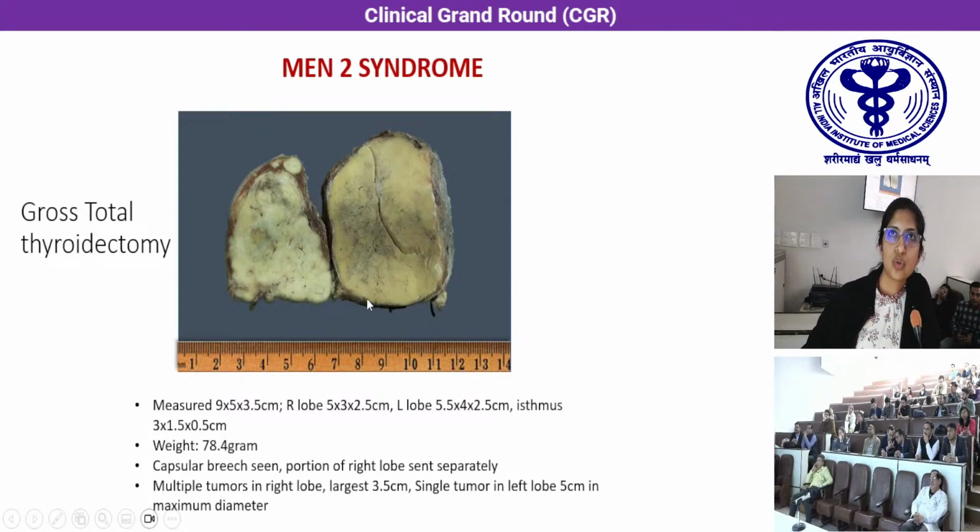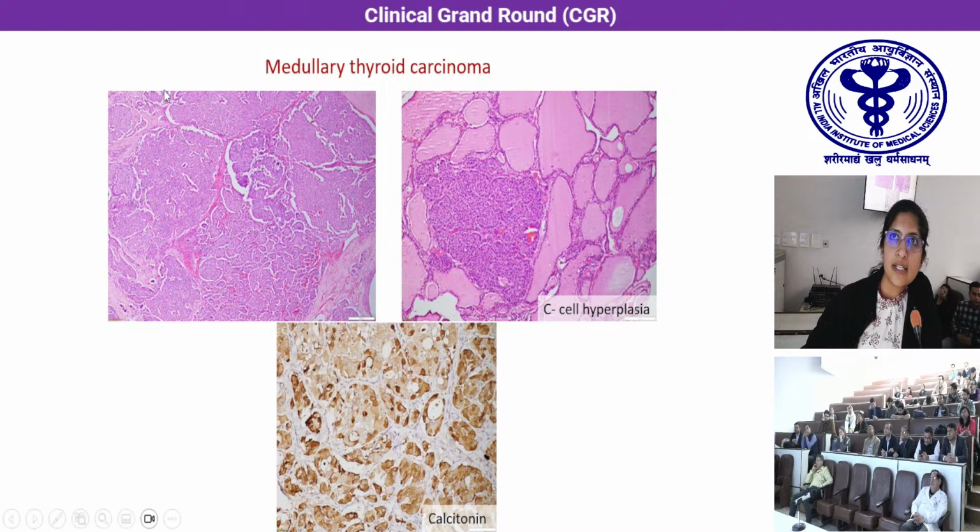So coming to MEN2, this is a gross image of a MEN2B patient. As we can see here, both the lobes, right and left, are involved, and it's multifocal. It's a multifocal and bilateral MEN2B associated gross thyroidectomy specimen. This is a histopathological image of a medullary thyroid carcinoma in a MEN2B patient. This can show varied morphology like round to plasmacytoid, can be arranged in nests, and is immunopositive for calcitonin.